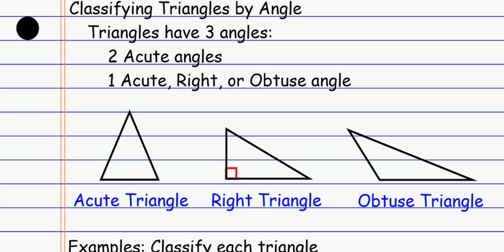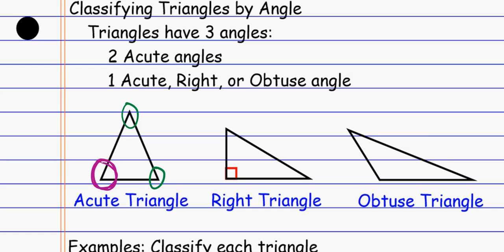Again, for the acute triangle, all of them are acute angles. Let's say these are the first two angles I was looking at. Of course, they're acute. We name it based on whatever happens with the third angle. For this one, the third angle right here is also an acute angle. That's what makes this an acute triangle.